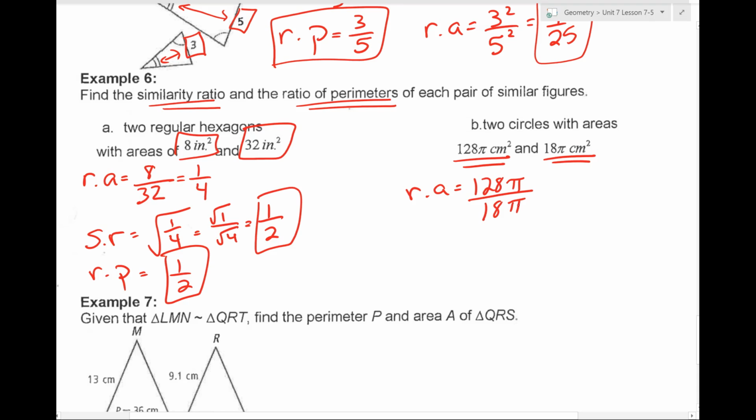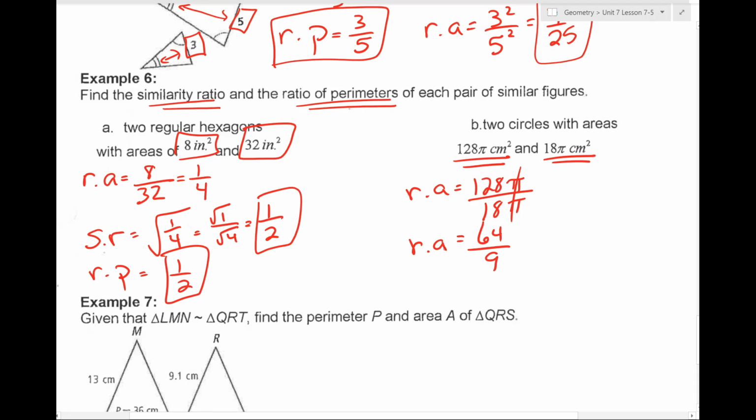And a lot of people are like, oh no, panic, what do I do? There's a pi symbol. My friends, anything divided by itself is 1. It simplifies out. Then you reduce your ratio just like before. And I'm going to take 2 out of both, and I'm going to get 64 all over 9. That's your ratio of area.